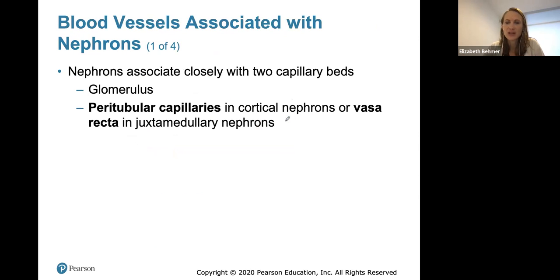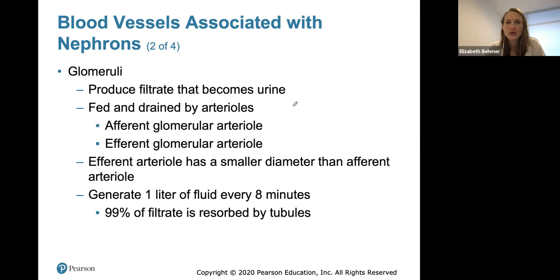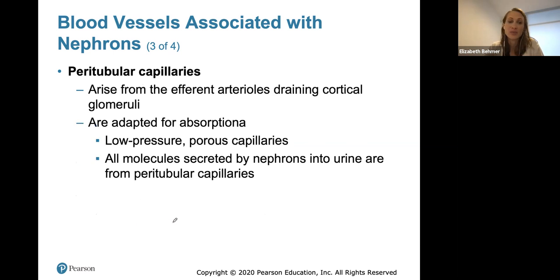The nephrons associate closely with two capillary beds: the glomerulus, where the filtering occurs, and then the peritubular capillaries, which will surround the cortical nephrons, or the vasa recta in the juxtamedullary nephrons. So the glomeruli produce filtrate that becomes urine. It's fed and drained by the afferent and efferent glomerular arteriole. The efferent arteriole has a much smaller diameter than the afferent arteriole, which is what we talked about, and it generates about 1 liter of fluid every 8 minutes, and about 99% of the filtrate that goes through the glomerulus is actually reabsorbed by the tubules later on in the process.